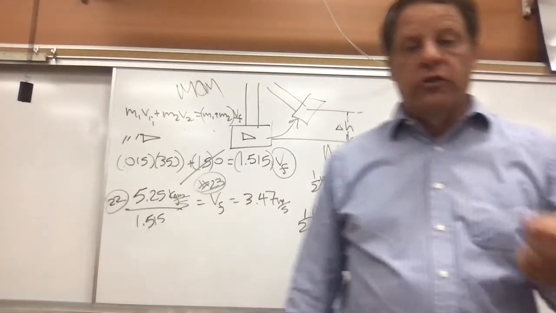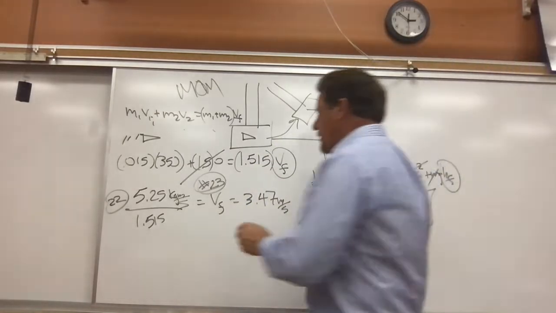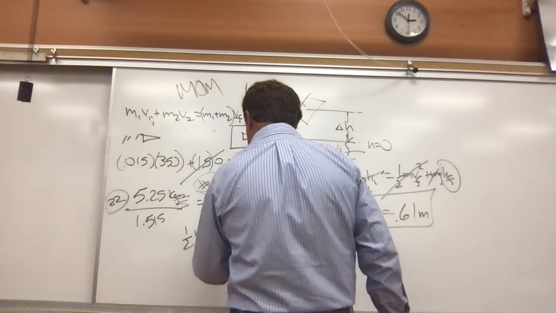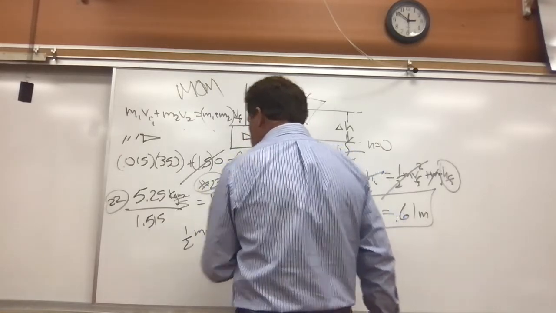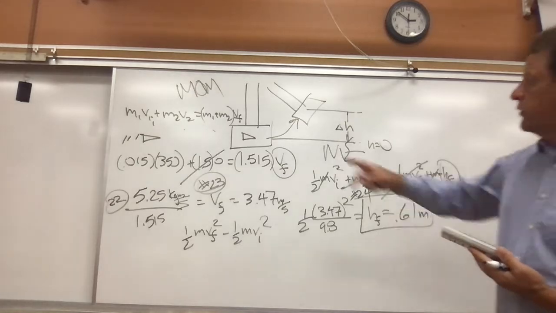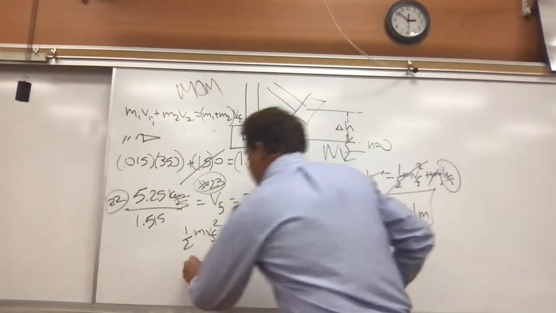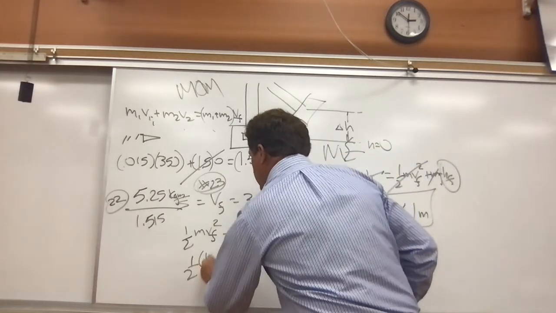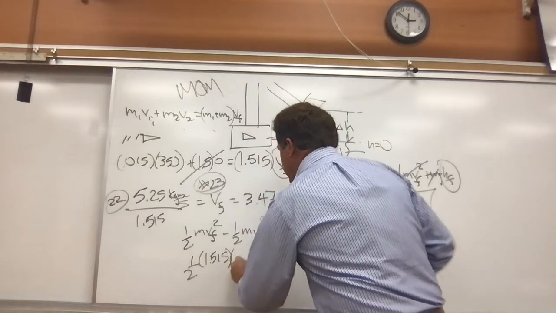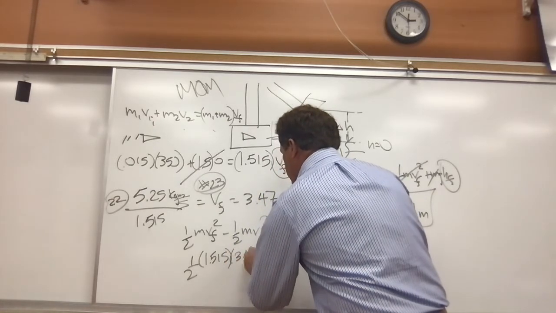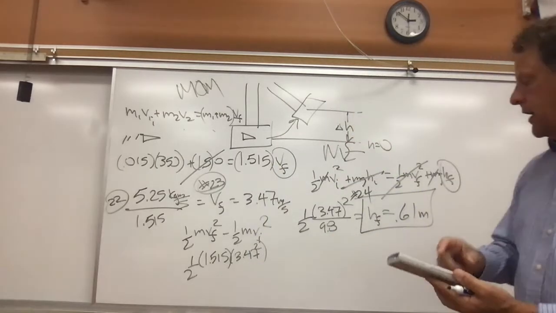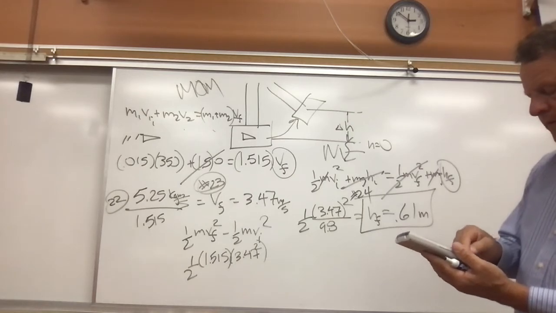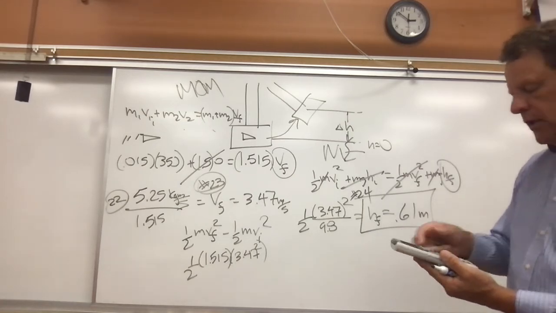And now the last question is how much kinetic energy is lost? So we're going to say 1/2 mv final squared minus 1/2 mv initial squared. So once we have this bullet hit this block, we're going to have 1/2. Now the mass of the bullet and the block is going to be 1.515, and the velocity is going to be 3.47 squared. Okay, so let's check that out. So 3.47 squared times 1.515 divided by 2.